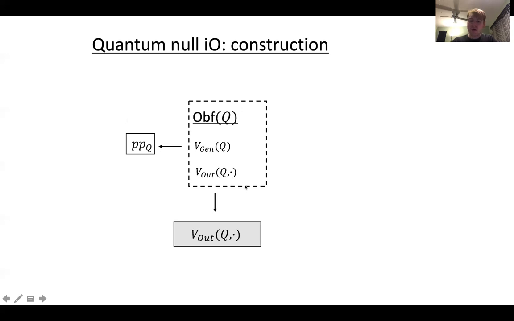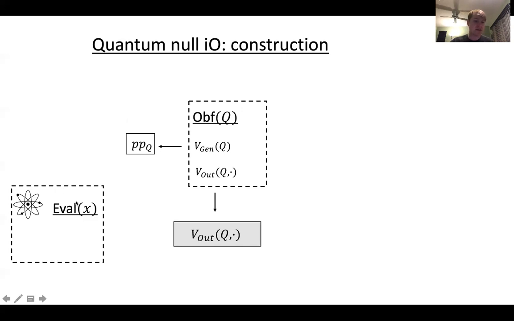And then we'll output a classical obfuscated version of the verifier's output functionality. Okay, so this is actually the entire construction of quantum null IO. It's just these public parameters and a classical obfuscation of this verifier's output functionality.